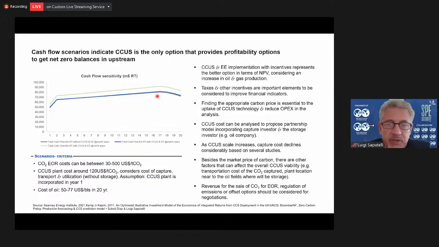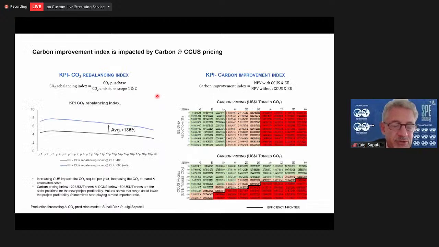And we introduced two indicators that are measured to see the importance. One is the so-called rebalancing index, which is basically the CO2 purchase divided by the scope 1 and 2. And as we see here, we were talking about almost 5 times the rebalancing index, and it goes down because at the end of the life, we produce more scope 1 and 2 than at the beginning of the life. But on average, we have close to 5 to 6.